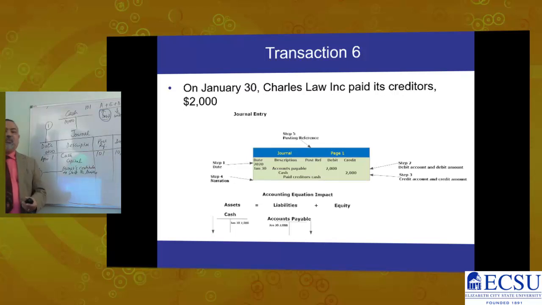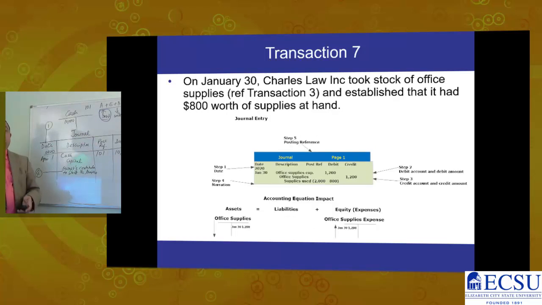Transaction number 6, of course, is on January 30, Charles Law Incorporated paid its creditors. Remember, we had purchased your supplies on account, so we are paying them off. So therefore I'll be using accounts payable because this is a creditor. If it is a customer, I would use accounts receivable. And now since I'm paying accounts payable, it is decreasing, therefore I'm debiting it. Cash is decreasing and it is an asset, that's why it is credited. And then of course that is the impact on the accounting equation.